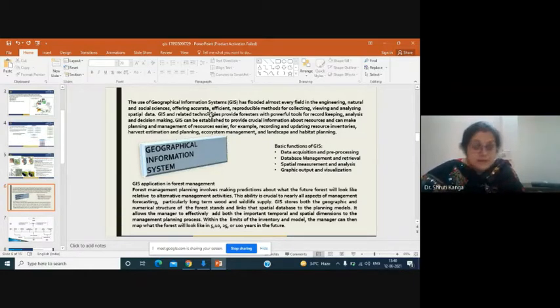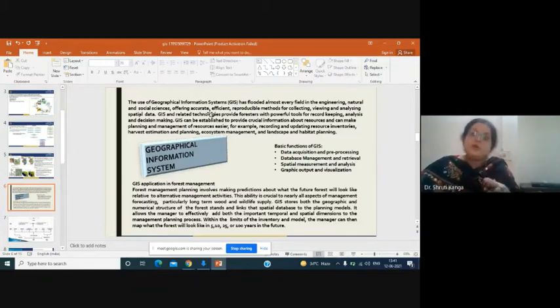Forecasting, particularly of long-term wood and wildlife supply. GIS stores both the geographic and numeric structure of the forest stands and links the spatial database to plan the models. It also allows the managers to effectively add both the important temporal and spatial dimensions to the management planning process. With the limits of inventory and model, the managers can then map what the forest will look like in 5 years, or 10 years, or 100 years in the future.